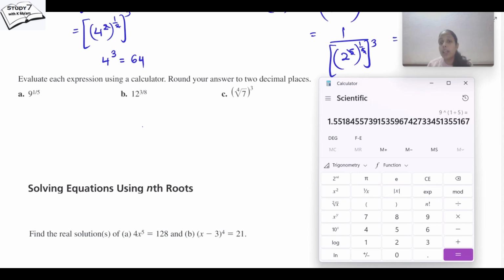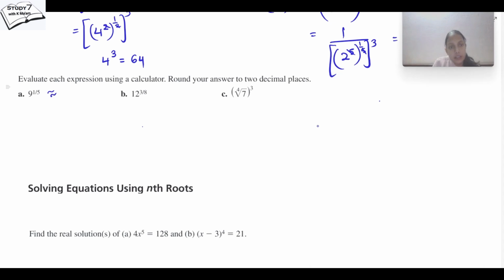The answer is 1.5518. And it says you have to round your answer to 2 decimal places. After 2 decimals, you have a 1, and it will be 1.55. So approximately your answer will be 1.55.